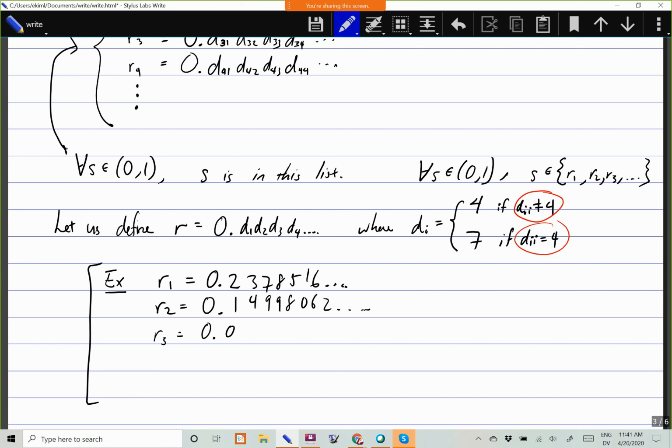Maybe it's 0.02709944, and it goes on like that. And maybe the fourth output of the bijective function is this real number between 0 and 1. How about 0.012933126, and something like that.